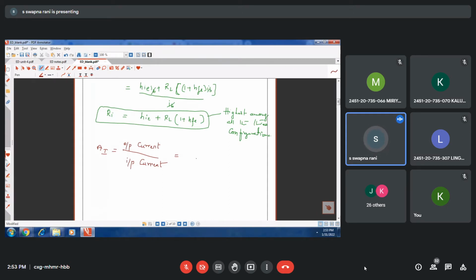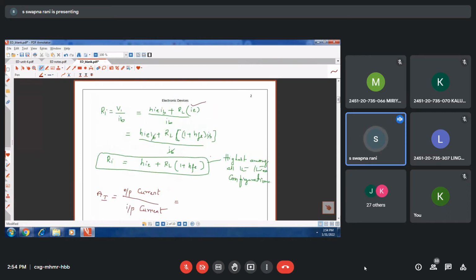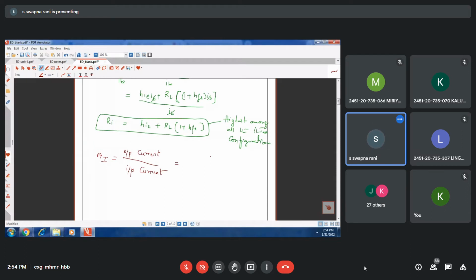For the exact analysis, for all the 3 configurations we have the same equations. Only the h parameter values we will substitute, corresponding to each configuration. But the approximate model is not like that. You have to draw the approximate CE amplifier, CB amplifier and CC amplifier using the approximate model. You need to derive separately for all the 3 configurations. So it is just a practice.